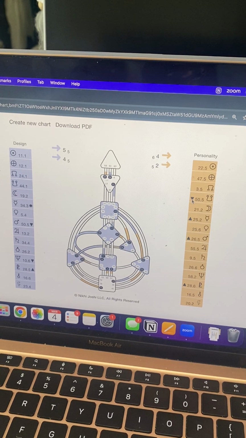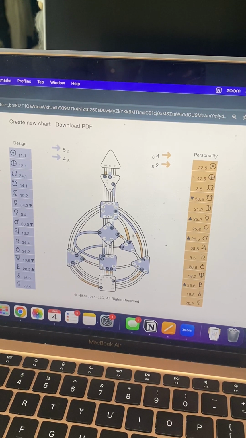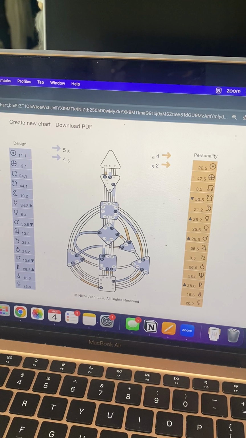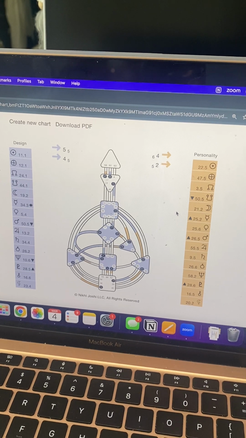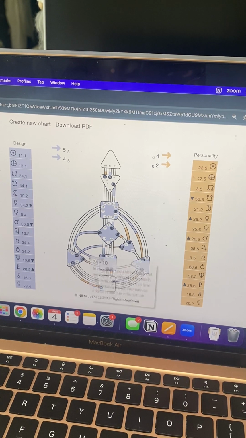I feel like I was meant to spend some time with this gate, so here we go. Gate 50 is the gate of values. It's here in the spleen, the splenic center, which is the seat of our intuition. Gate 50 is all about having strong values around how we take care of each other. It's a very tribal oriented gate.